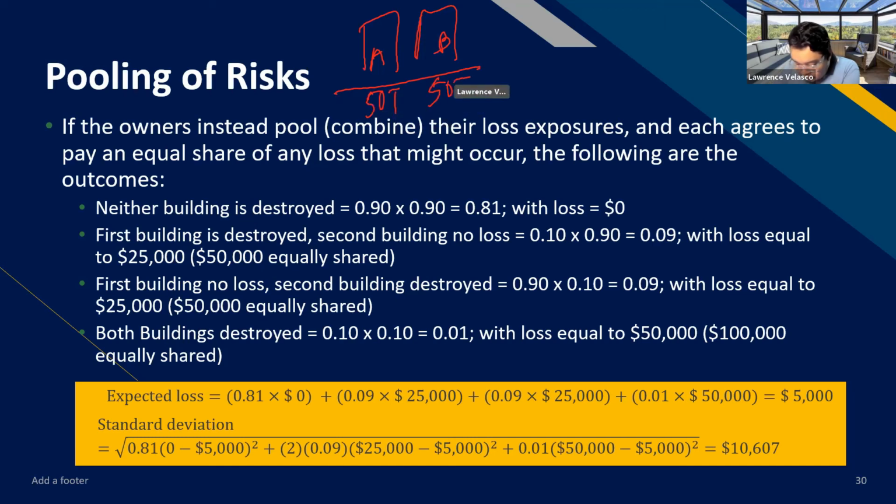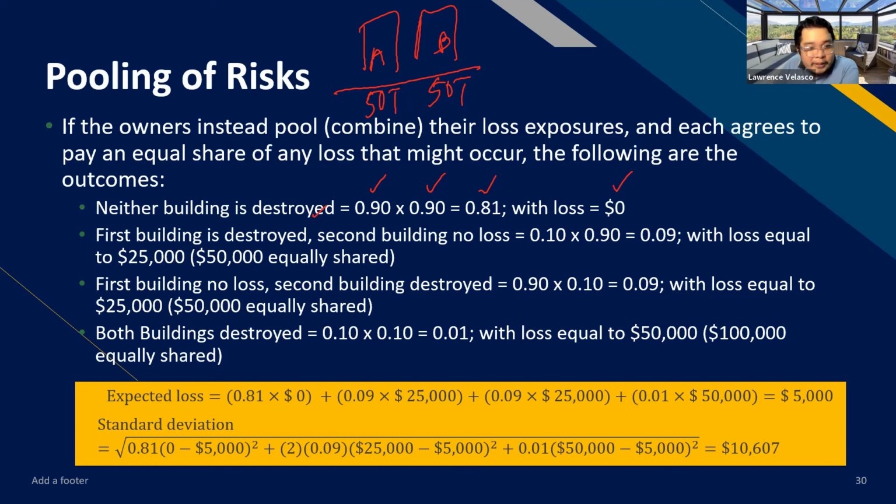50,000 worth. Okay? So there are two buildings. And what's the probability that neither building is destroyed? It's 90% for building A, 90% for building B, assuming they're independent events. And therefore, the joint probability there is 81%. And what is the loss? 0, because it's not destroyed.